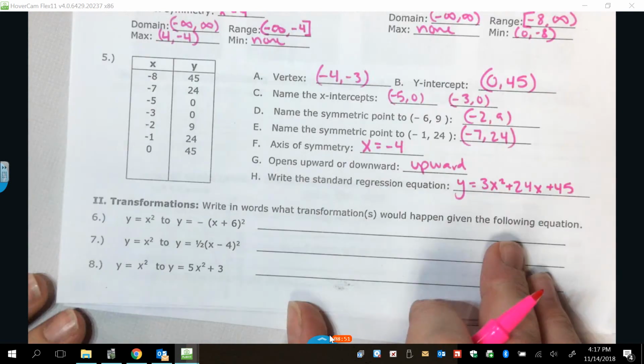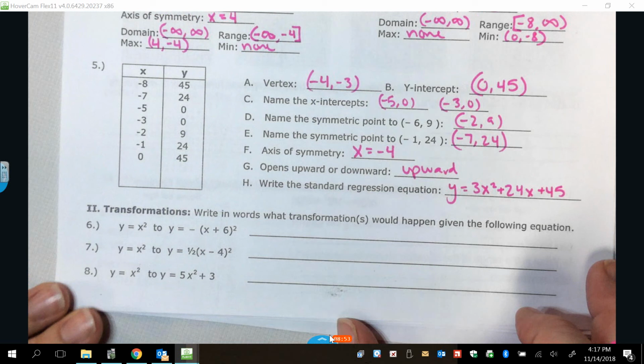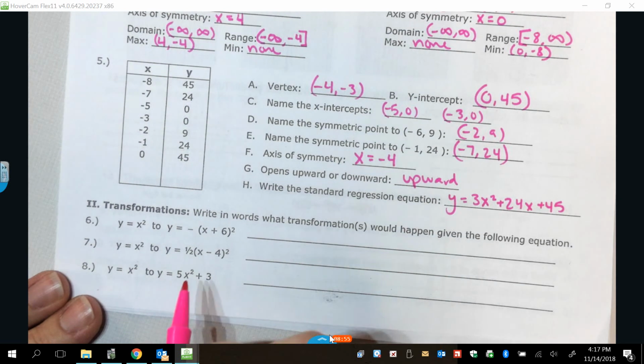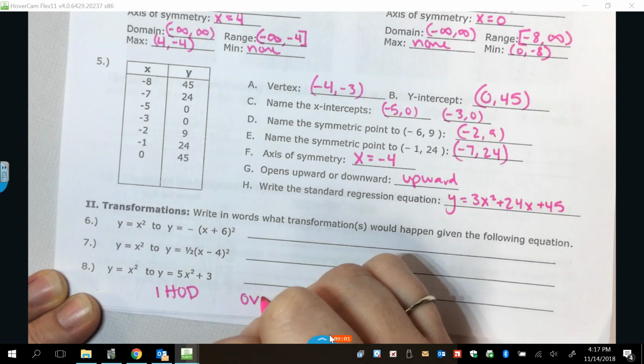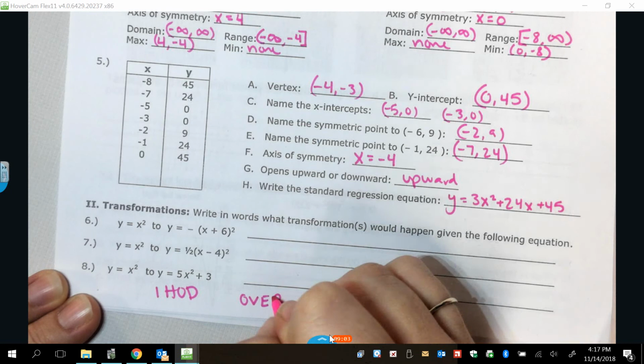Guys, I really honestly believe that the table is the easiest way to find all of this. Now these, you can do these in your calculator, but I'm going to do them with the parent function rules, which are on the wall, and you can use it.